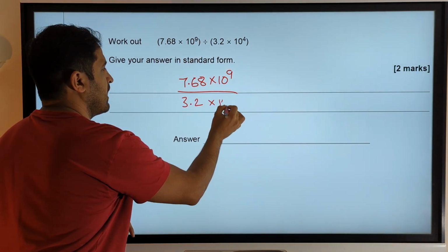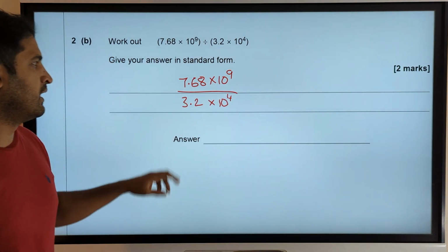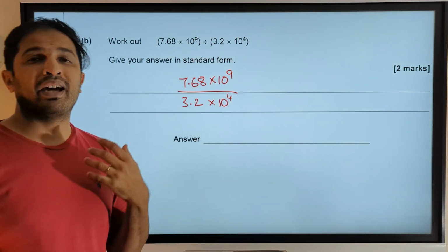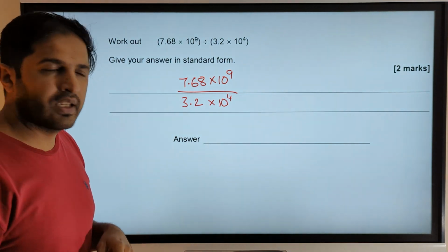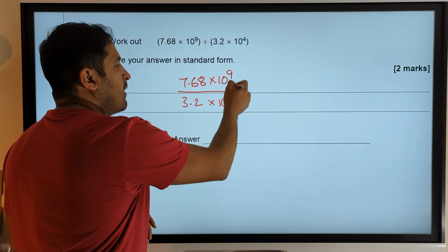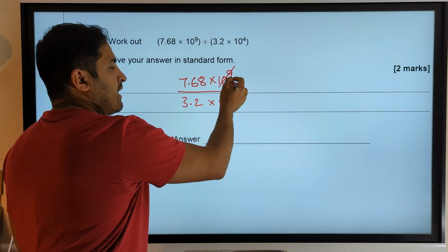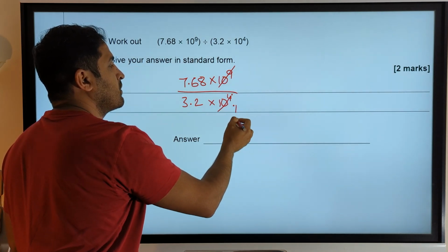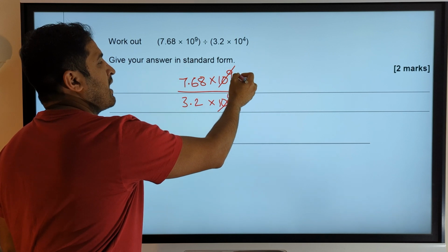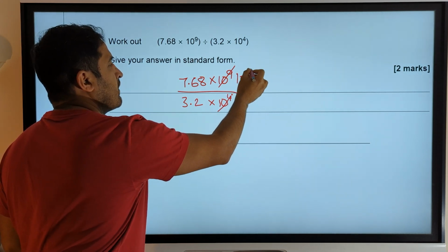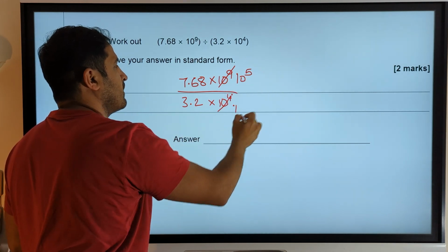3.2 multiplied by 10 to the power 4. So now if you multiply or divide the denominator and the numerator by the same number, then your fraction doesn't change. So what we're going to do is divide top and bottom by 10 to the power 4. So 10 to the power 4 divided by 10 to the power 4 gives you 1. 10 to the power 9 divided by 10 to the power 4 will give you 10 to the power 5. So that's what you're left with over here.